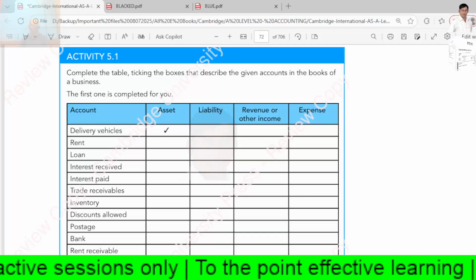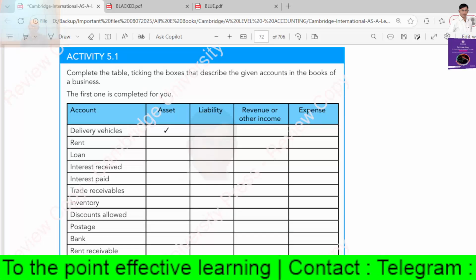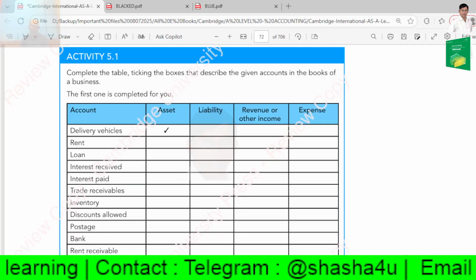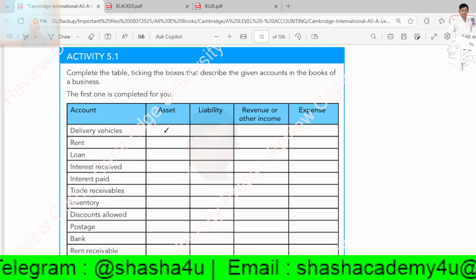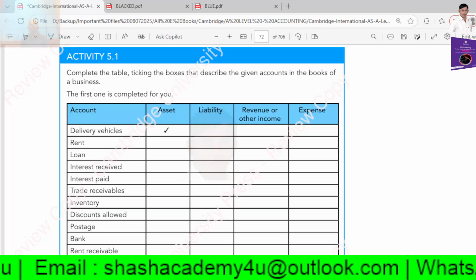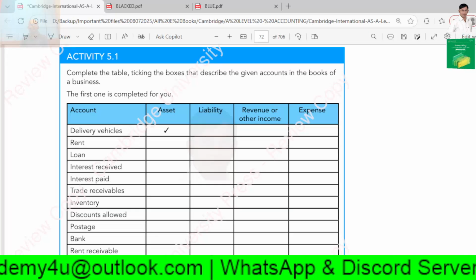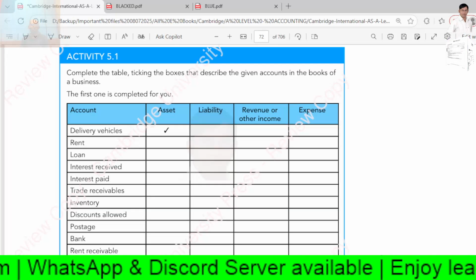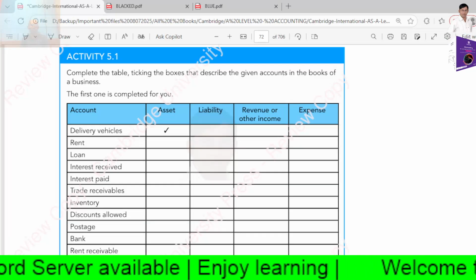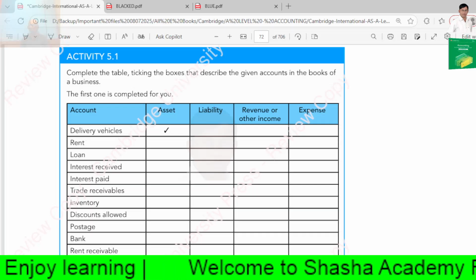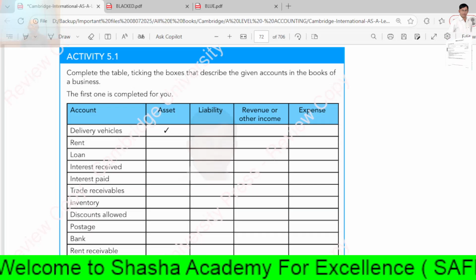Today we'll discuss activity 5.1. Before having a look at this solution, you can try working out the solution on your own and cross check with the solution here, so that you are confident whether you understood the concept or not. Complete the table ticking the boxes that describe the given accounts in the books of the business. The first one is completed for you.